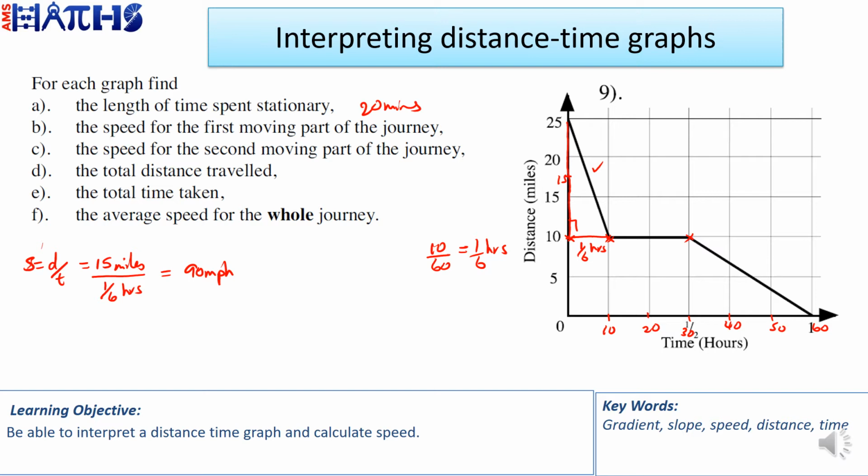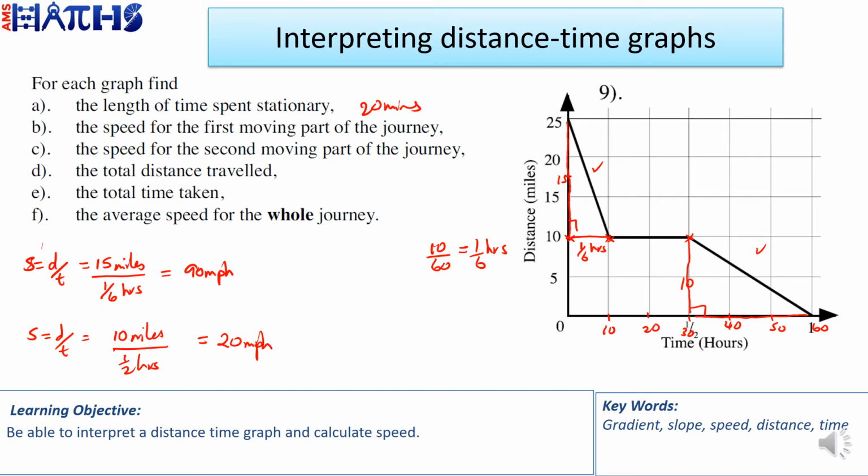The next question says find the speed for the second part of the journey. So we need the entire right angle triangle for the second moving part of the journey. The height there is 10 miles and the time in hours is half an hour, right? So speed is equal to distance divided by time, 10 for the distance and half an hour. So that gives us 20 miles per hour.